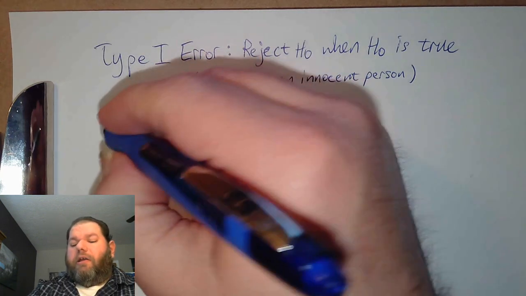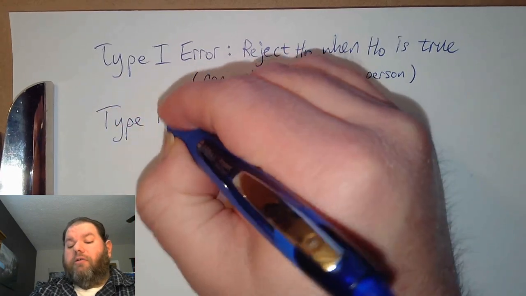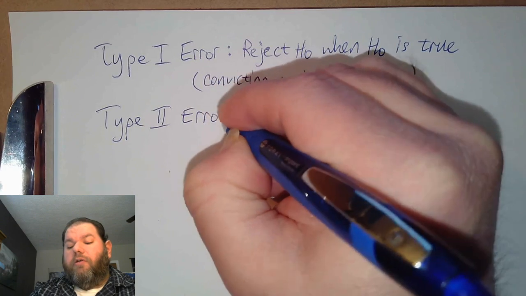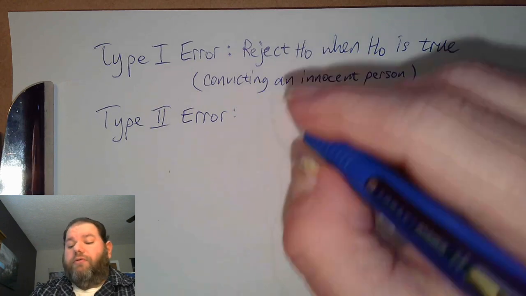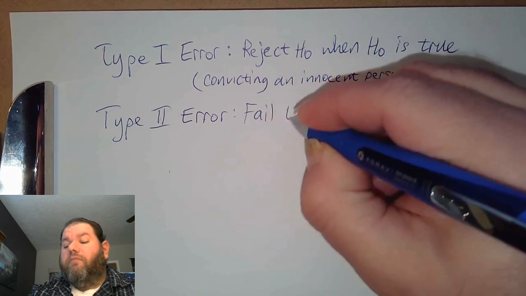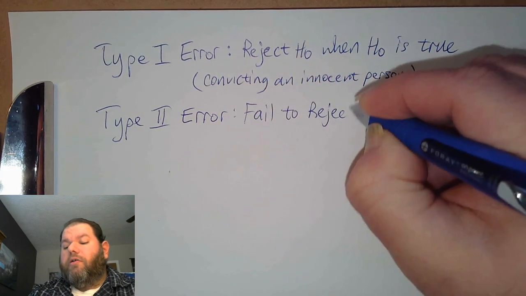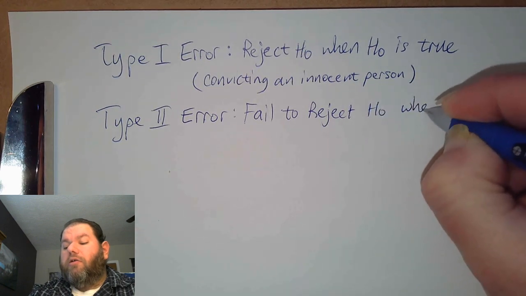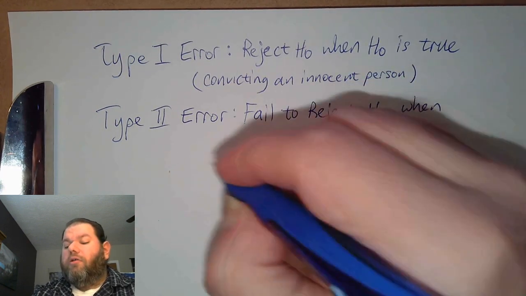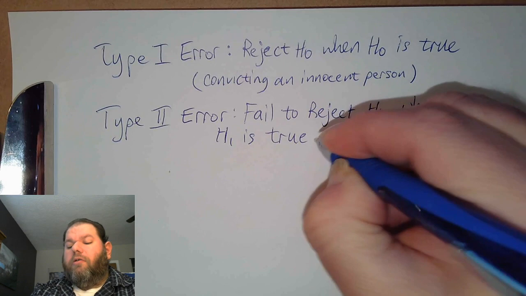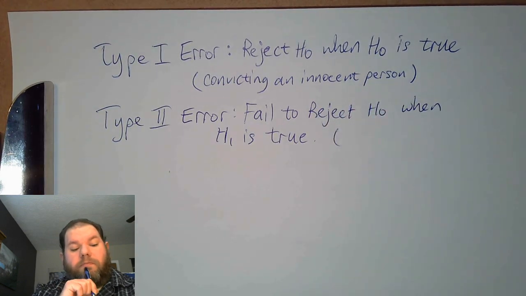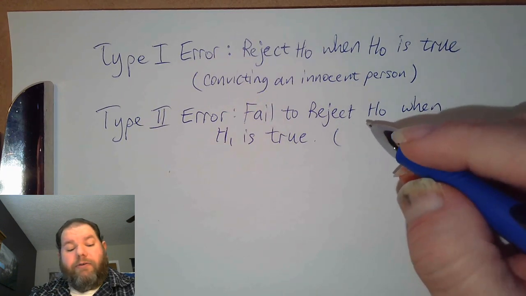Okay. A type 2 error. This is when we fail to reject H naught when, in fact, we should reject it, when H1 is actually true. And the way that we can describe this is as if we set a guilty person free.